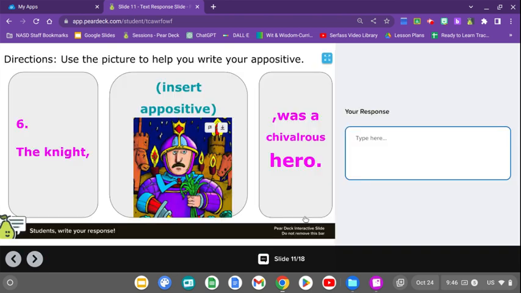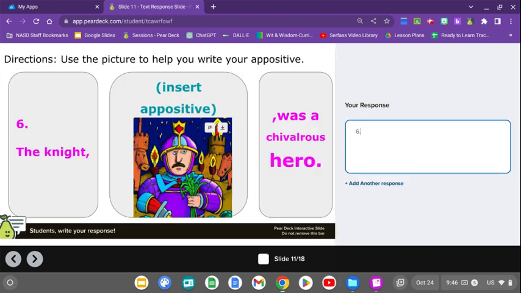Last one. Number 6: back with the knight, comma, comma again, was a chivalrous hero. Such an interesting picture.